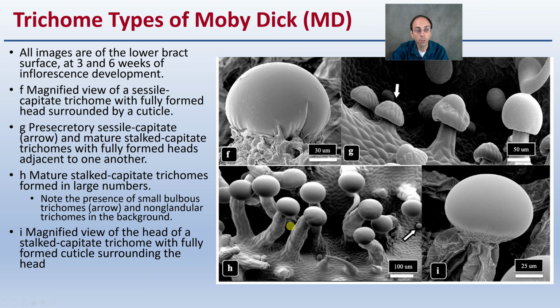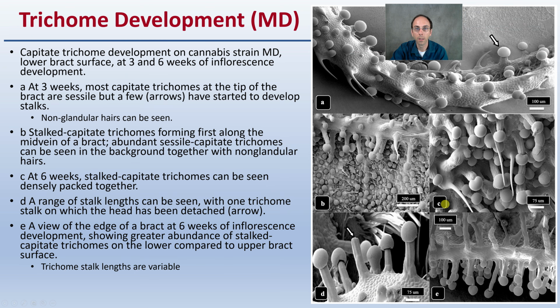Here, the mature stalked trichomes are formed in large numbers and great density. Note the presence of a small bulbous trichome right over here on the right. It's a non-glandular trichome in the background as well. Here is the magnified view of the head of the stalked-capitate trichome with fully formed cuticles surrounding the head. So again, we're looking at those really, really zoomed-in portions of the plant.